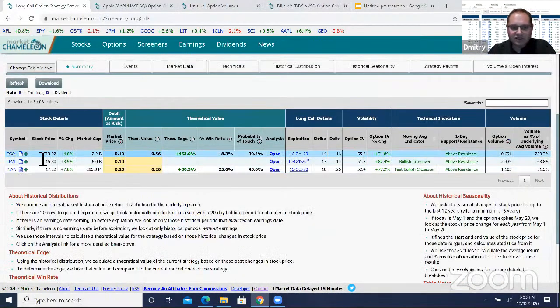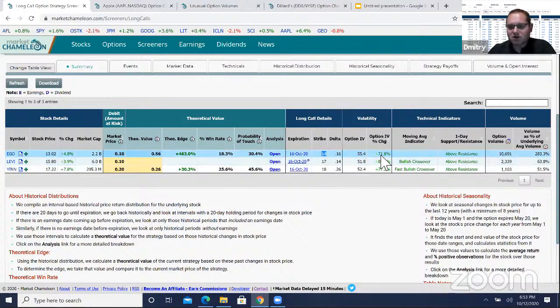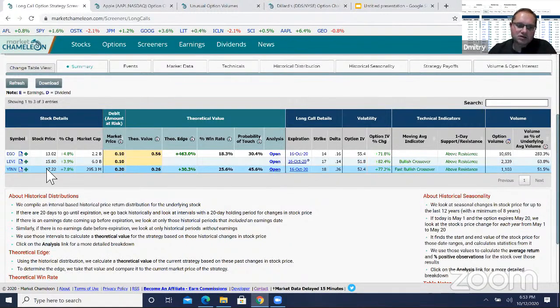So you see here, Ego, stocks 13. This is a 14 strike, delta 16. Levi, stocks 1580. This is the 17 strike, so that's $1.20 out of the money. Here, YIN 1722. This is looking at the 18 strike, 26 delta. So you could do it that way.